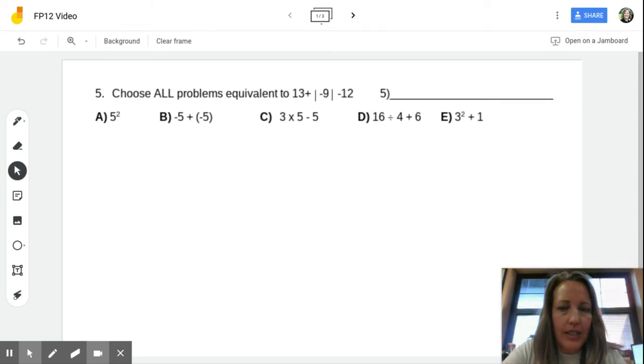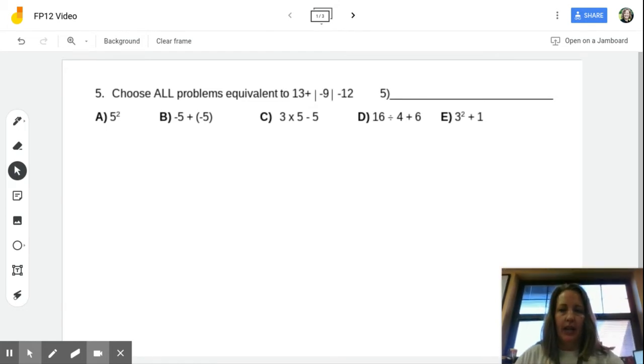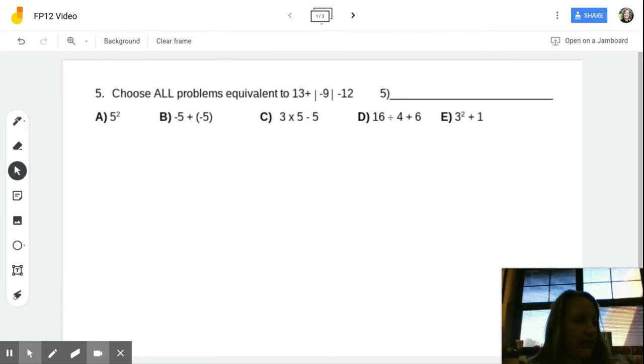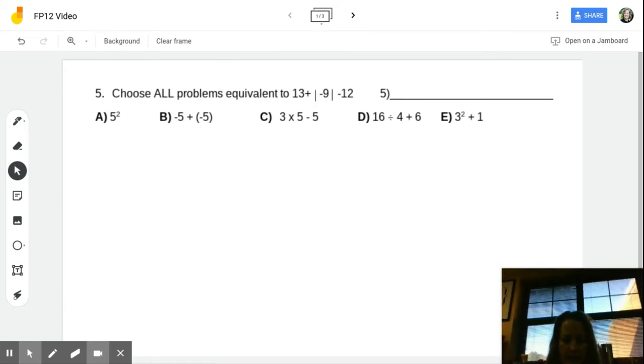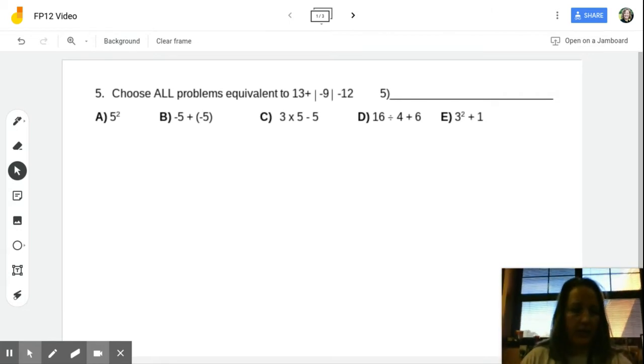Hi, it's Mrs. Golding. I am looking at Friday paper number 12, and I am doing 5, 6, 7, 8, and 9. Okay, let me see if I can see.